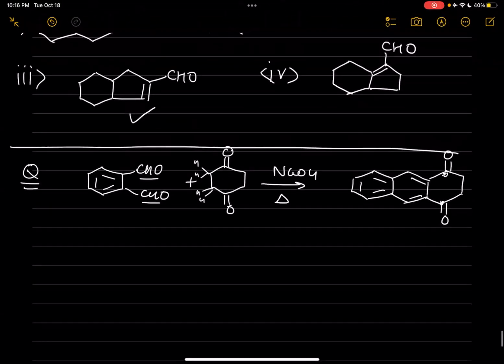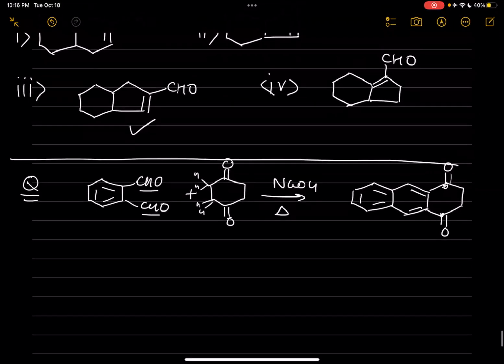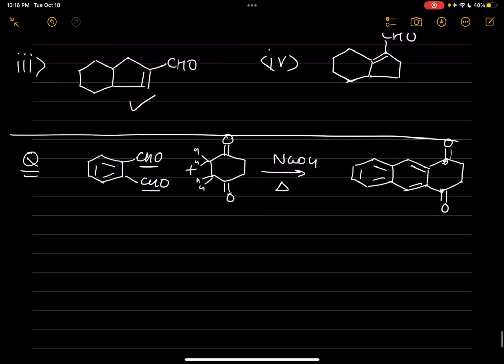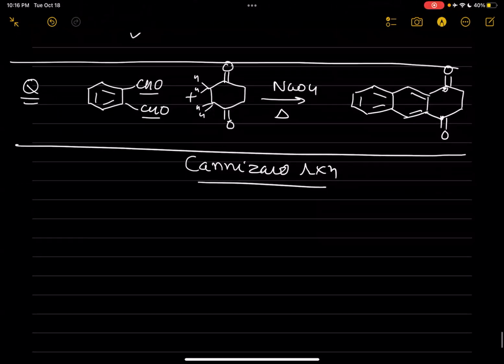Now the next reaction is Cannizzaro. So what is the Cannizzaro reaction? Sir, in the absence of alpha hydrogen, they undergo self-oxidation and reduction reaction. It's called the Cannizzaro reaction. So aldehydes which do not possess any alpha hydrogen will give the Cannizzaro reaction.